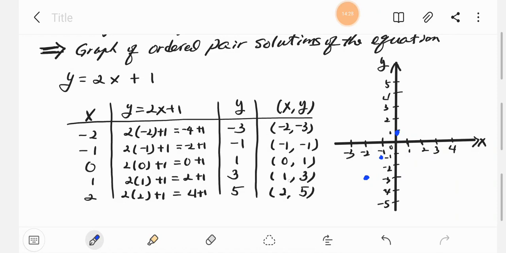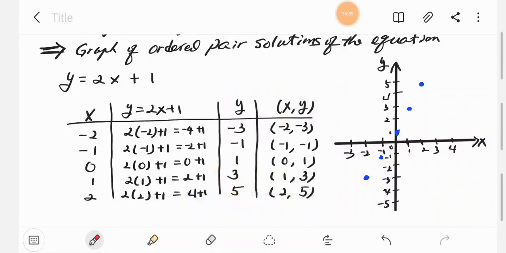Okay, next one is x equals 1, y equals 3. So 1 unit to the right, 3 units up. So 1, 2, 3 up. All right, so one more. So x equals 2, y is 5. So 2 means 2 to the right and 5 up. 1, 2, 3, 4, 5. So somewhere like this. Make sense? So we plotted 5 points and then connect these 5 points.